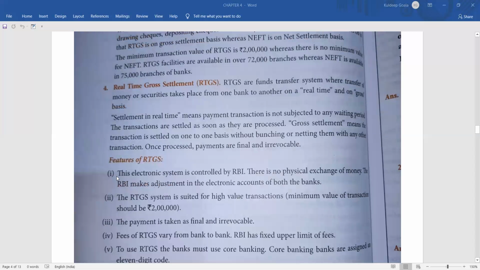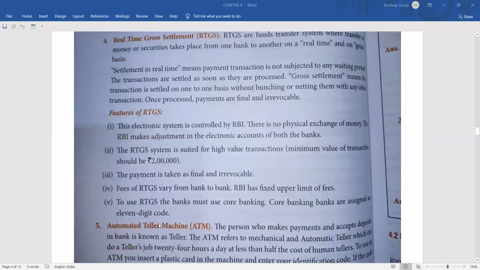Now let's come to the next point, features of RTGS. The first thing is that it is an electronic system which is controlled by RBI, and it does not involve any physical exchange of money. The RBI makes adjustments in the electronic accounts of both the banks. The RTGS system is suited for higher value, whereas the minimum value is 2 lakh. That means it is good for high amounts. The payment is taken as final and it is irrecoverable. Remember that. Okay, it cannot be recovered.